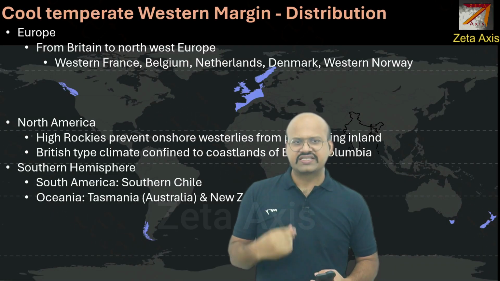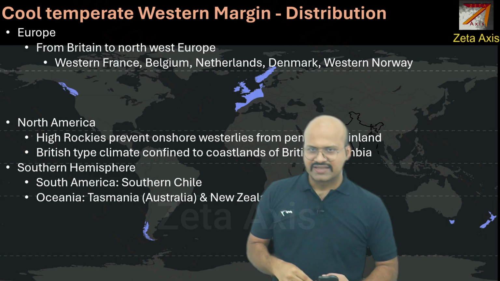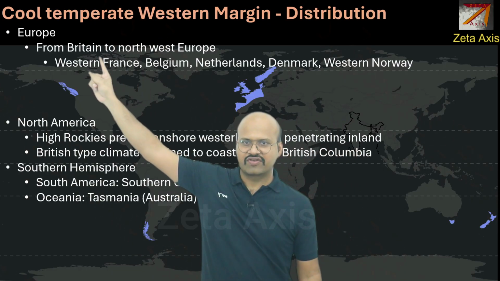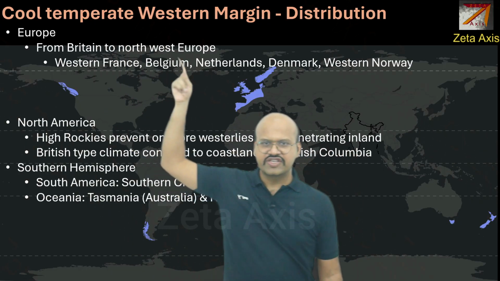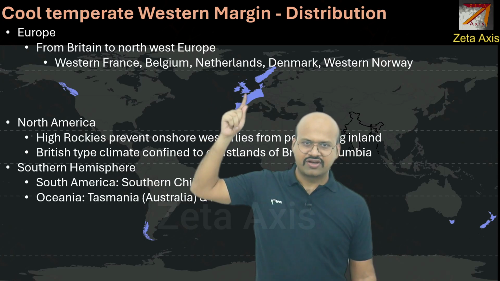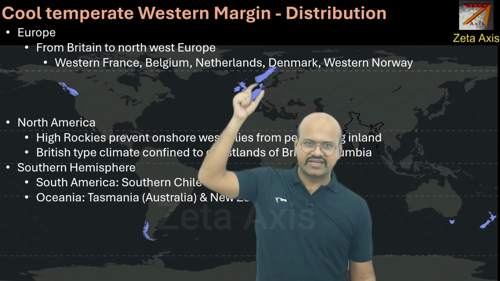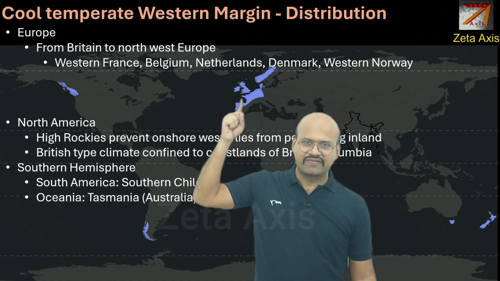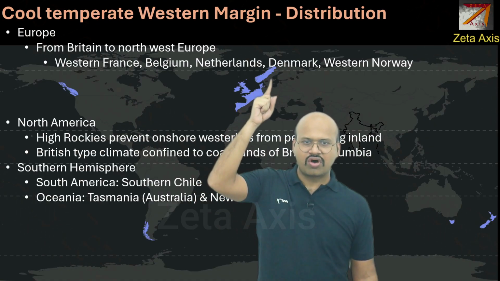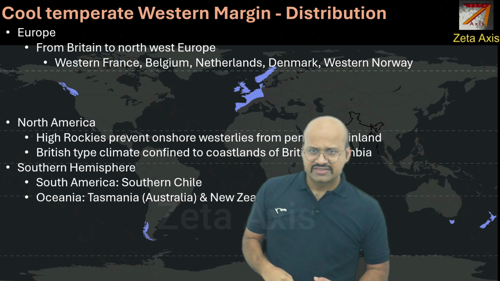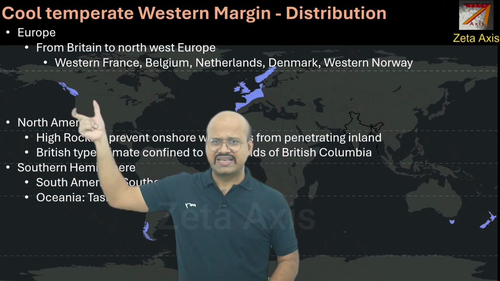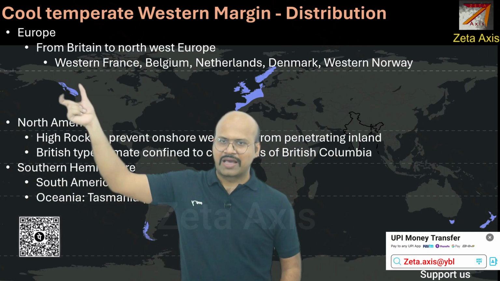Now if we see the distribution of this type of climate, then starting from Europe, we see it from Britain to northwest Europe. Here is our Britain or UK, and then we have this northwestern Europe. So we can see that it extends right from Portugal till Norway over here. Similarly, in North America, we see a very narrow region where the British type of climate is experienced.